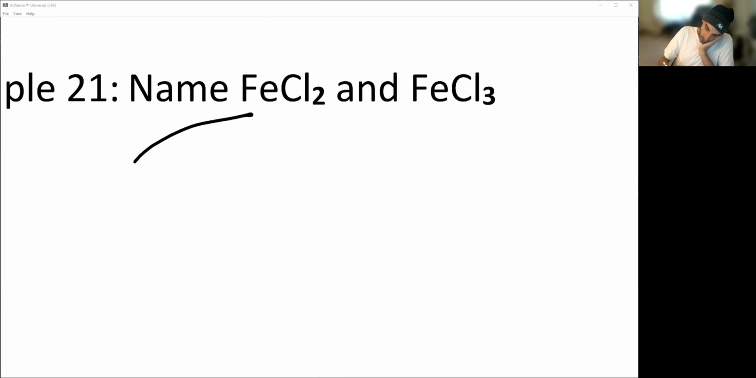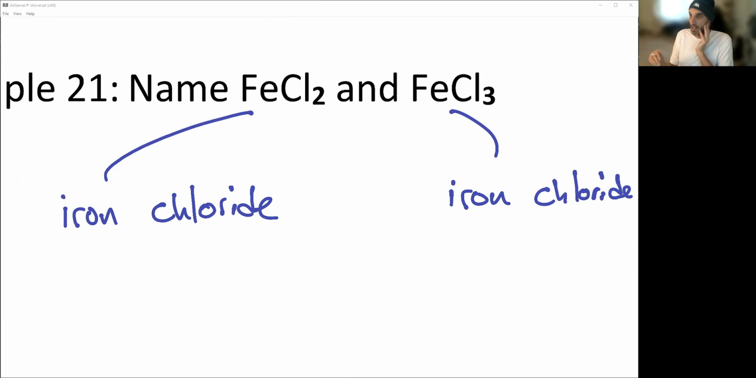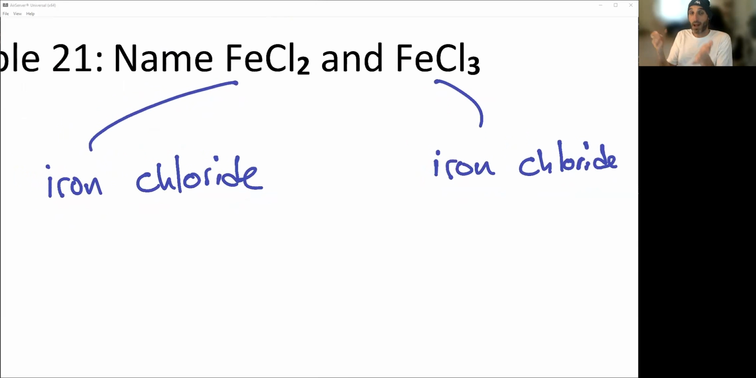FeCl2, immediately we want to name this without any other planning. We want to name this iron chloride. And this one would also be named iron chloride. Again, it's binary, so it gets the IDE ending. The problem with that is we don't actually know what charges those things have. We don't get any more information. They're 2 very different things. One has 2 chlorines, one has 3. They can't both have the name iron chloride.